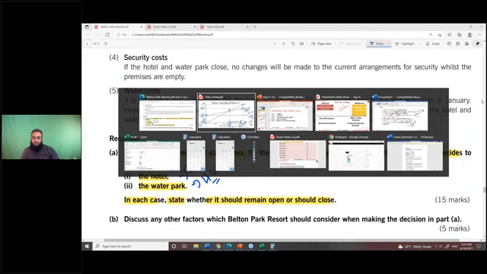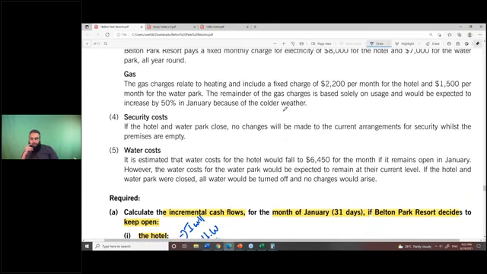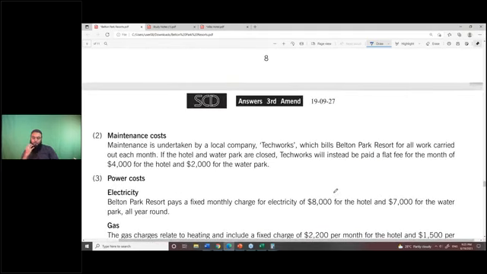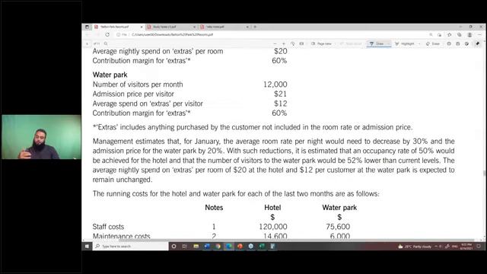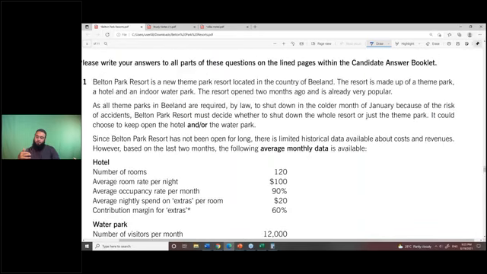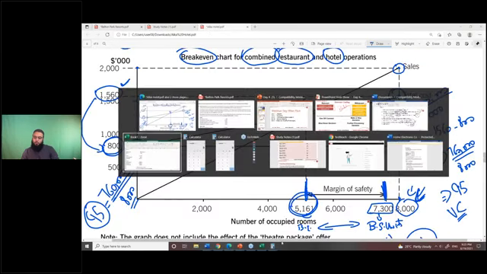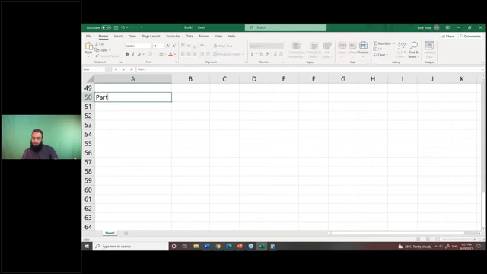Now, let's begin with this question. We have to take a decision whether we have to keep it open in January or not. So think about relevant stuff and irrelevant stuff. For that, the rule of 6 is important. Okay. I will solve this on a spreadsheet again, considering this is a CRQ question. So we'll solve this on a spreadsheet. Part A. Okay.